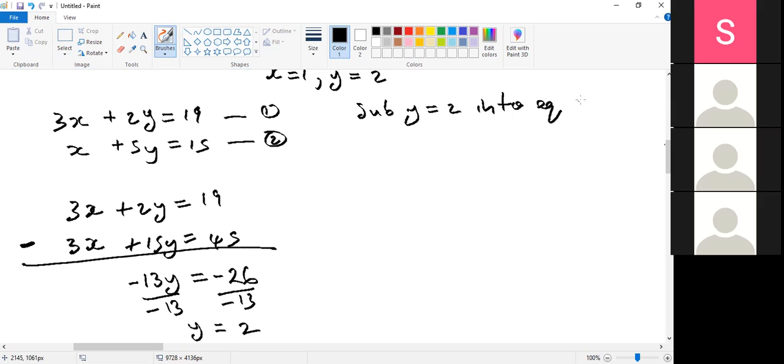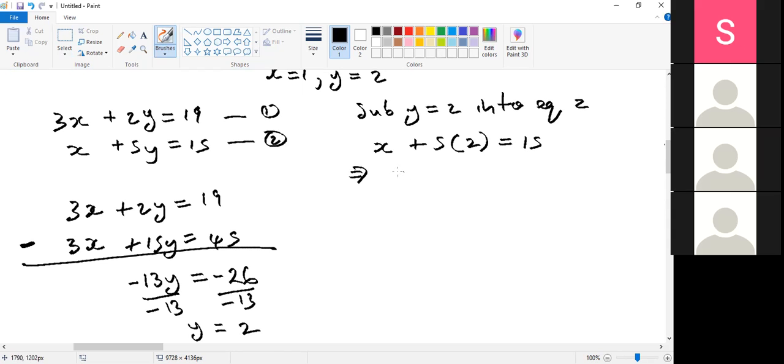Maybe equation 2 would be the easiest. So x plus 5, and then put in the 2. You could put the y and write out equation 2, and then you do the substitution, whichever way you prefer.